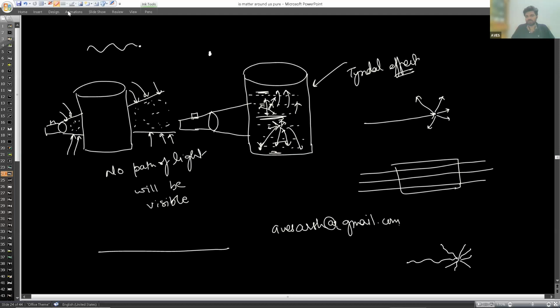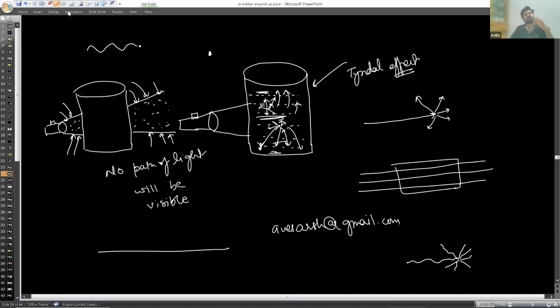Like because the table has its own light. When the bulb light or the tube light is coming, then it gets scattered from there and then reaches into your eyes.